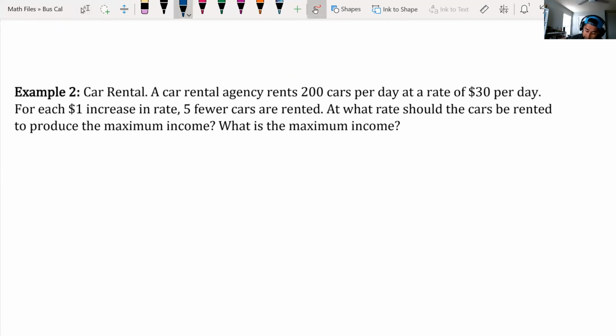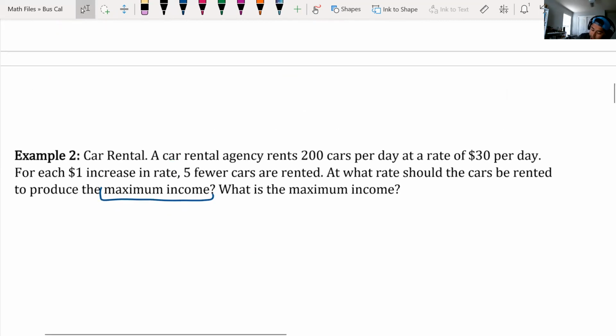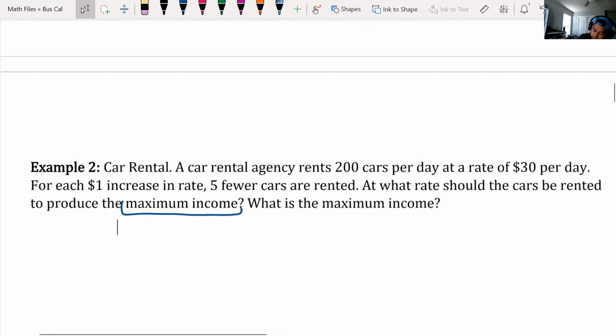So here we are maximizing income, which for these types of problems, we're going to treat everything as a revenue problem. You'll get income, gross income or gross revenue, but treat them all as revenue functions, just like the last problem. Let's go ahead and set up some equations. We'll call this step A. We need to know the number of cars we're renting, and the price.